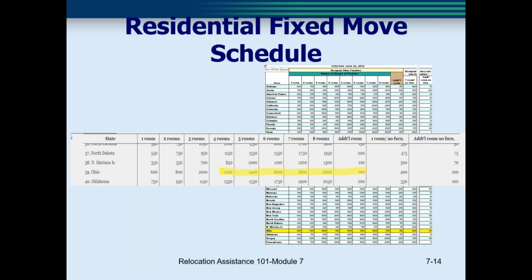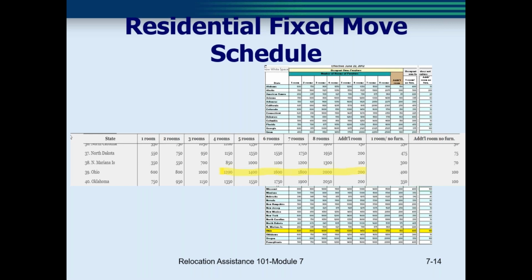So what do you do with that? Well, you're going to decide how many pay rooms, a pay room being an average room of furniture, how many additional pay rooms they have, and then you add that amount. So if they had 6 rooms, how many additional rooms do they have for what's in the basement? How many additional rooms for what's in the pole barn? There is a column for additional rooms, and you will have these as your handouts, so you can see them a lot bigger. But that is how you determine a fixed move schedule.